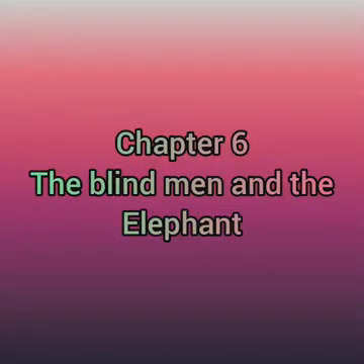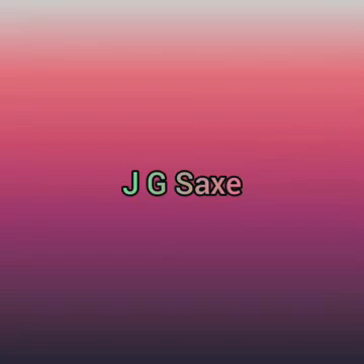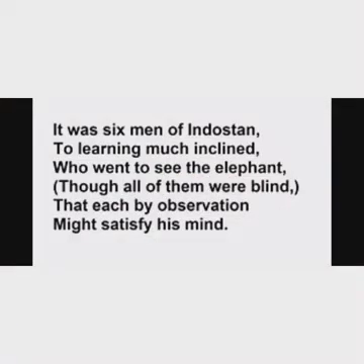Okay students, now let's go through the paragraphs or stanzas of the poem. Okay, The Blind Man and the Elephant, the poem was written by a famous writer. His name is J.G. Saxe. Okay, take your textbook, let's go through the stanzas of the poem. So the first stanza, let's read it together. Read with me.